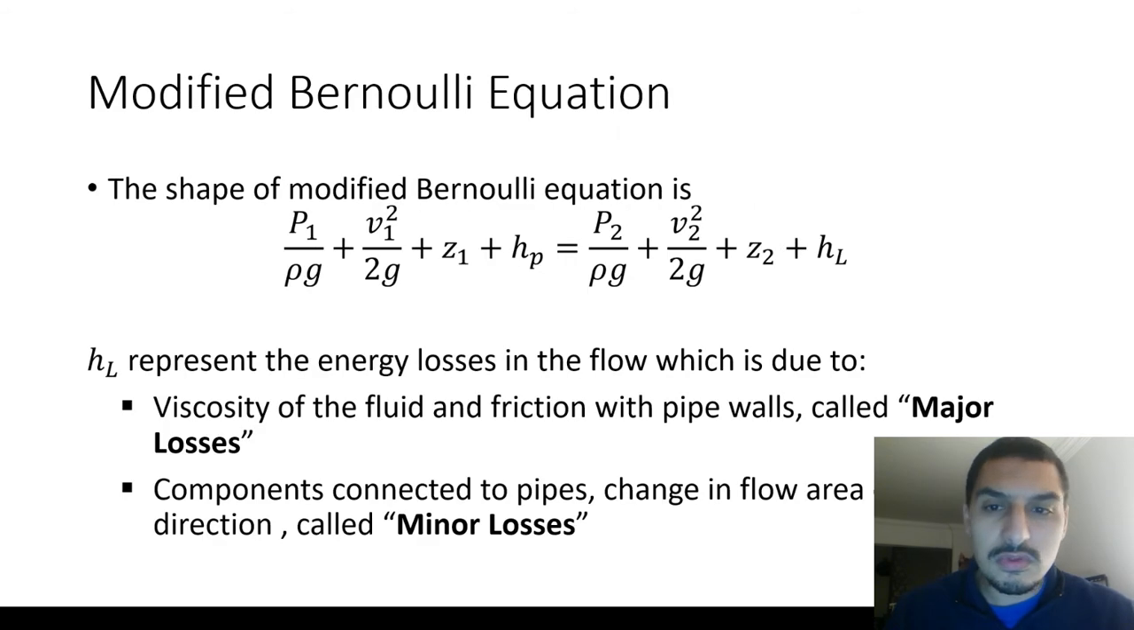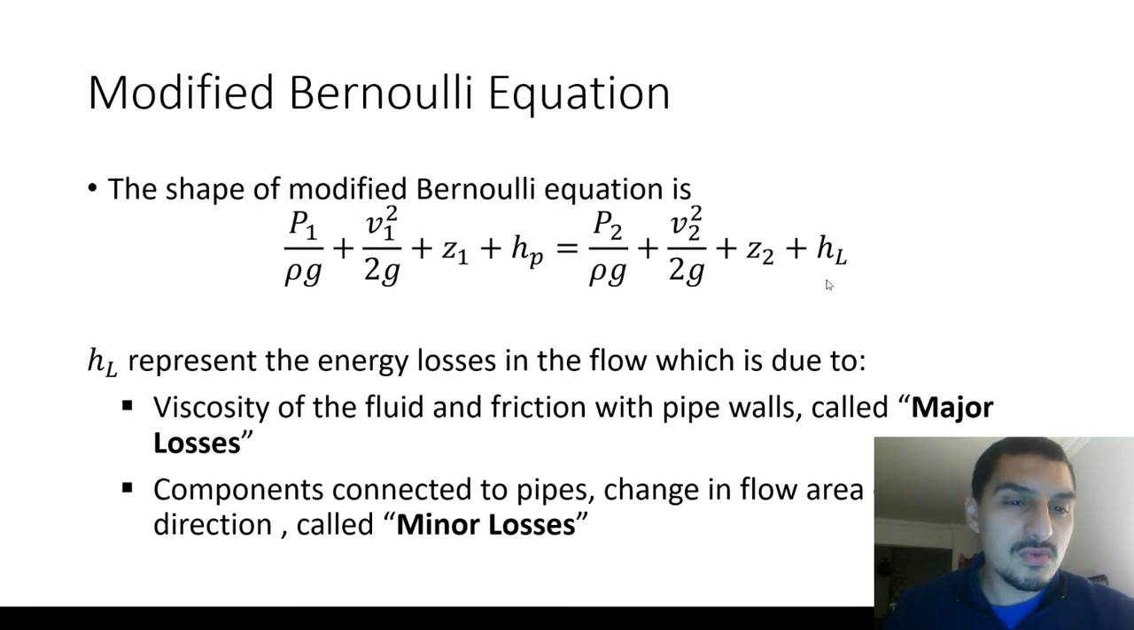Just to revise the topic, we know that the modified Bernoulli equation takes this shape. We have the pressure, the velocity, and the elevation at the 2 points, and this is the pump, the head generated by the pump, and this is the losses. And we saw in the previous videos that we can calculate the losses by getting the friction factor from the Moody diagram or from the equation, and substituting in the losses equation, which was f L over D times V squared over 2g.